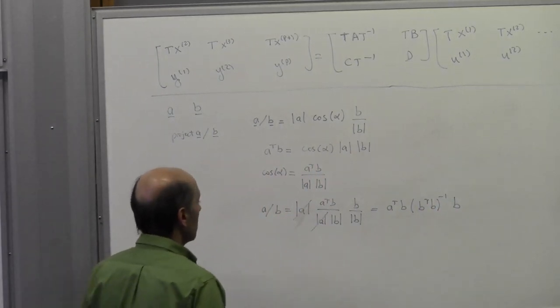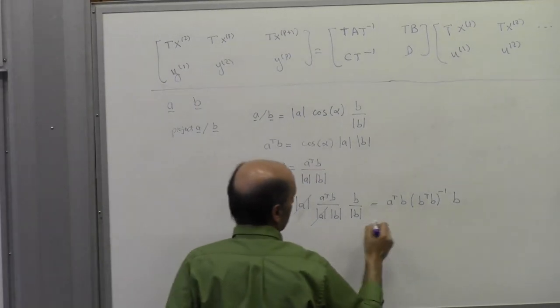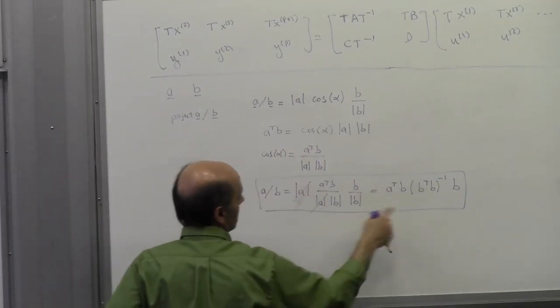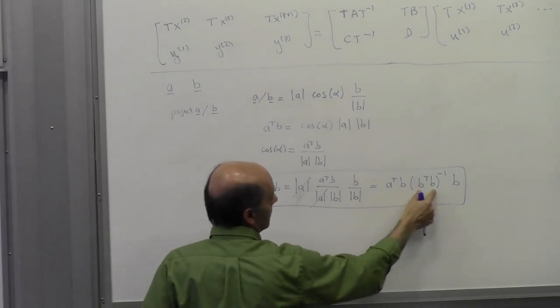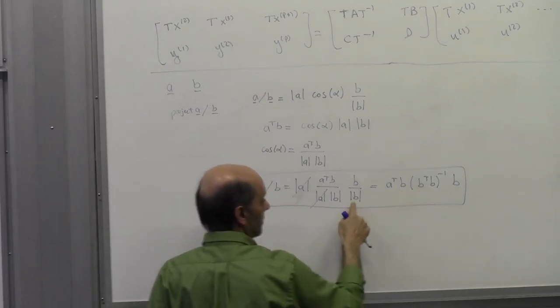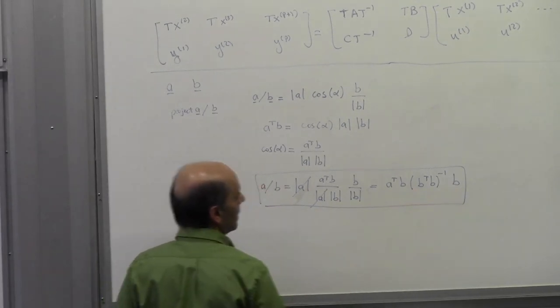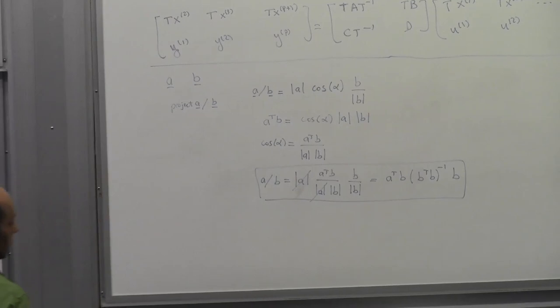So this is how I project a vector on another vector. A transpose B is a scalar. B transpose B inverse is a scalar. And then vector B is the direction onto which the projection is.